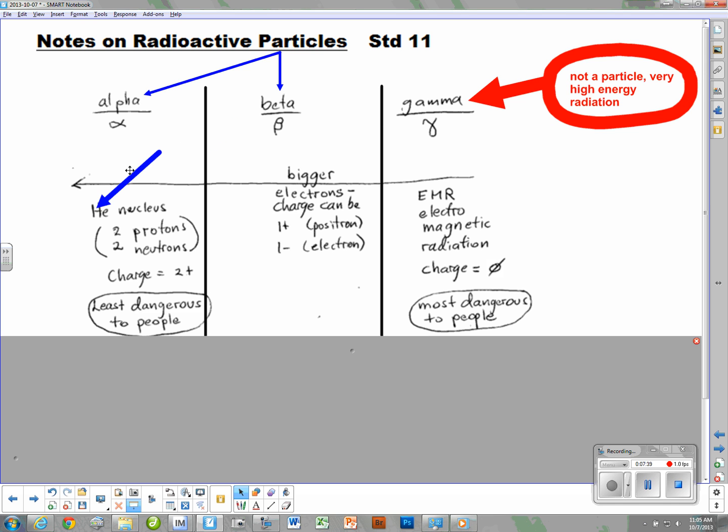Notice here that the helium nucleus has 2 protons, 2 neutrons, but it has a charge of 2 positive because there are no electrons. And then notice again that the most dangerous to people is the gamma ray. Why? Because it'll go through anything, and when it gets to your DNA, it will damage the DNA, which we say is changing the DNA, which it does, because it could damage any part or all of a DNA molecule, depending on how much hit that molecule.